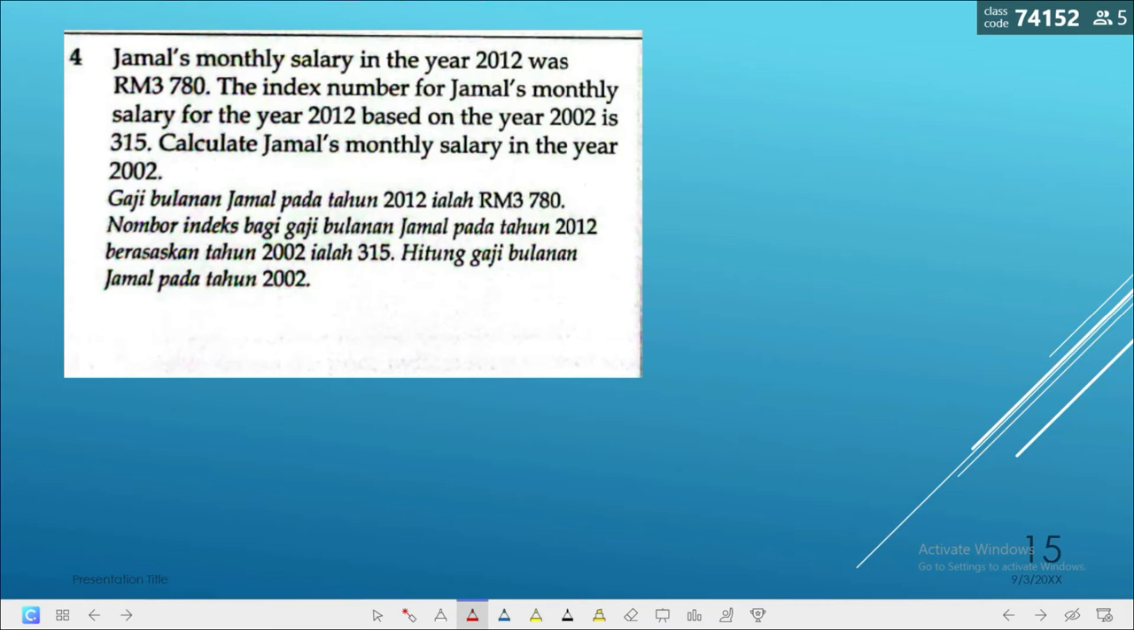So here, 2012, what is the salary? RM3,780. And then the index number for Jamal is already given here, 315. And you need to find 2002. So here 2012, so the base year is what? The base year is 2002. So let's write the equation first. So 2012, the base is 2002, times 100 equals 315.